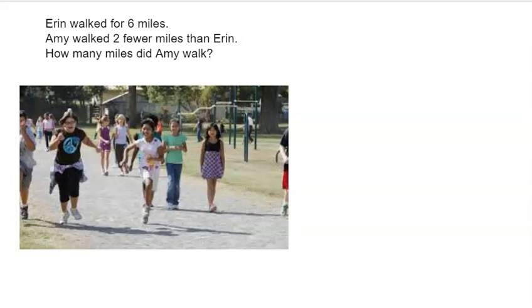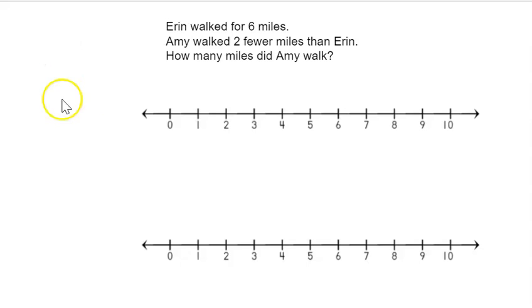So let's read it with numbers and see if we can make sense of the numbers. Aaron walked for 6 miles. Amy walked 2 fewer miles than Aaron. How many miles did Amy walk? We're going to switch over to our double number line.